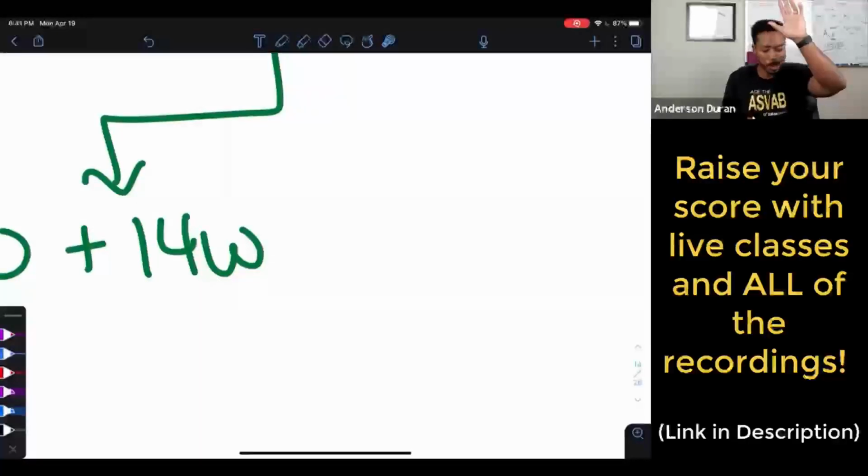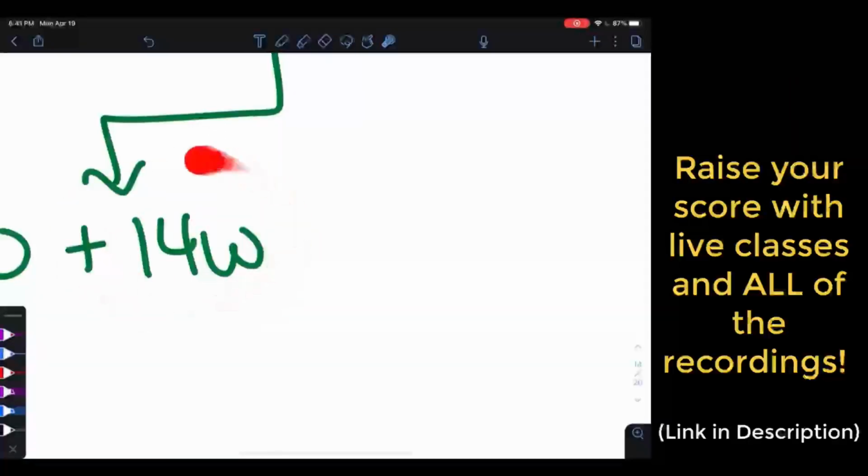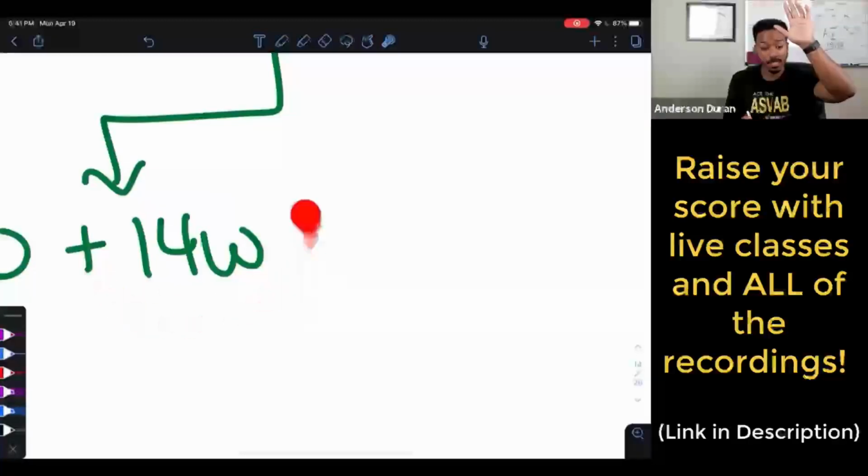Does that make sense before we move on? I really got to make sure that makes sense because that's the biggest piece. Yeah, it makes sense. That right there is the biggest piece. 14W, 14 per week. All right, great.